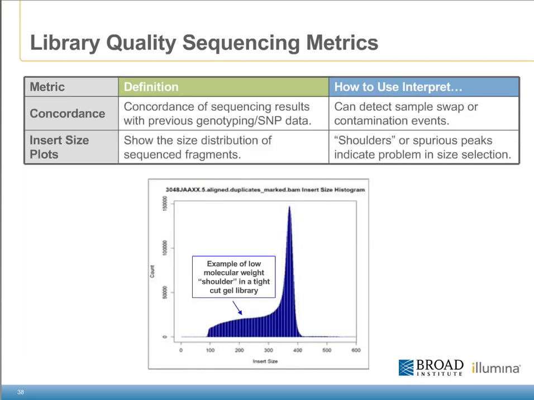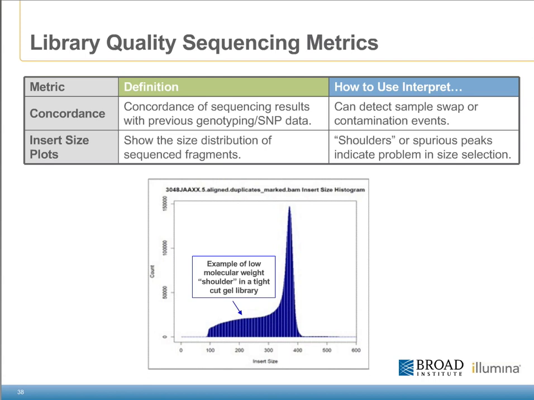Two other important metrics to look at are concordance and insert size plots. The concordance is the concordance of sequencing data that you've received with previous genotyping or SNP data. And this can be useful to determine sample swaps. So if you have a SNP panel run on a sample, and when you look at your sequencing, it doesn't make sense with the SNP panel, it might have been swapped somewhere in library construction.